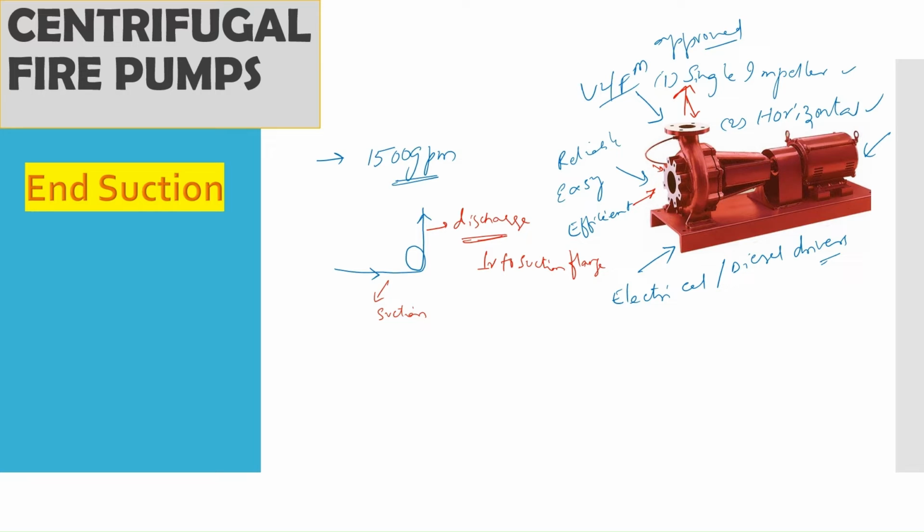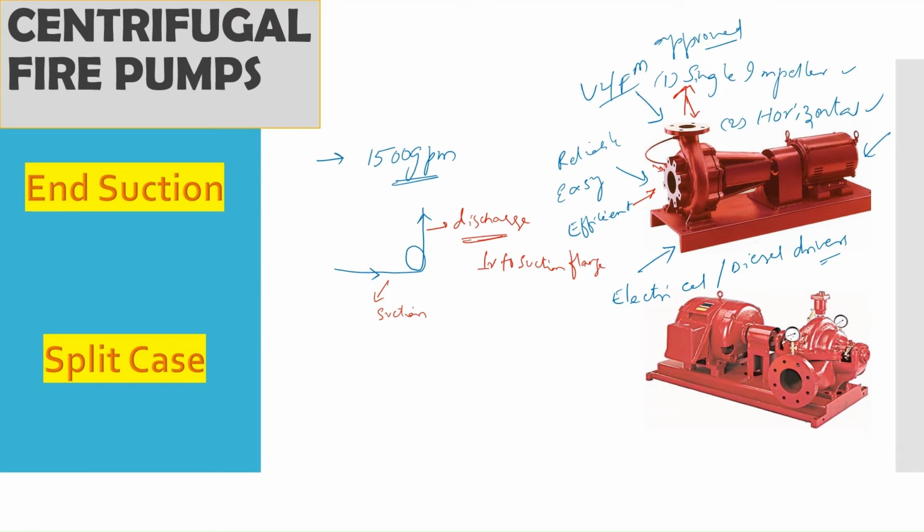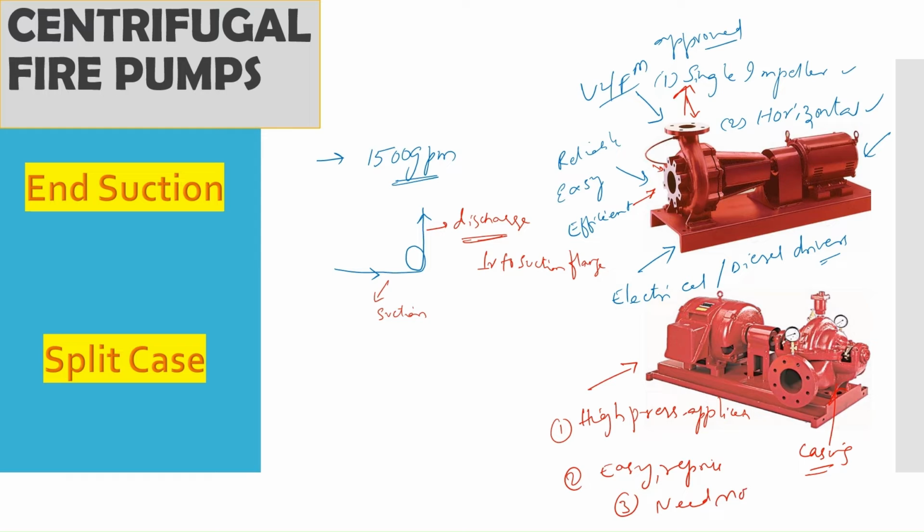Next we have horizontal split case fire pumps, and if you see on your screen, these fire pumps are suitable for high pressure applications. The second thing is they have two-piece casings, and they are also easy to maintain and repair. Apart from that, they come in very large capacities as well, and they need more space for installation purposes.